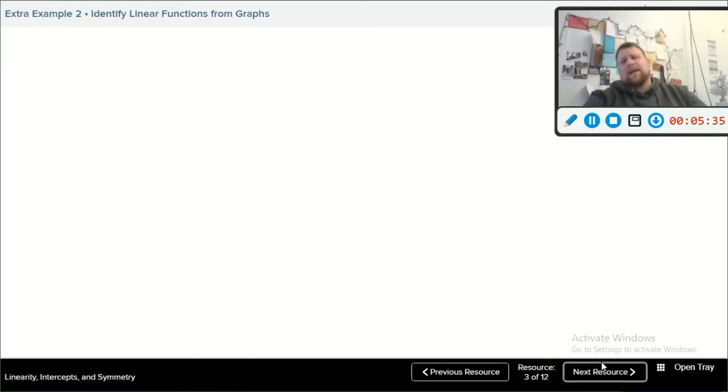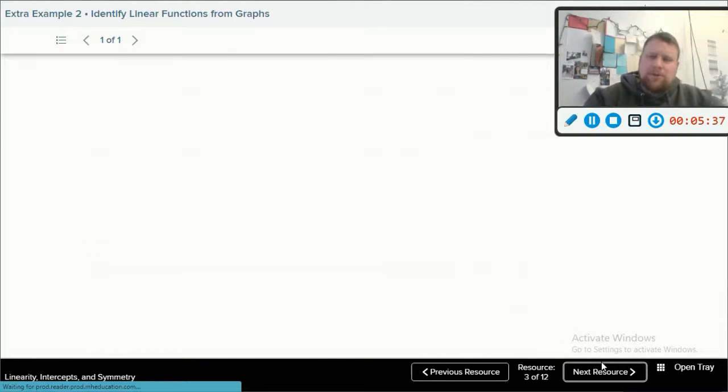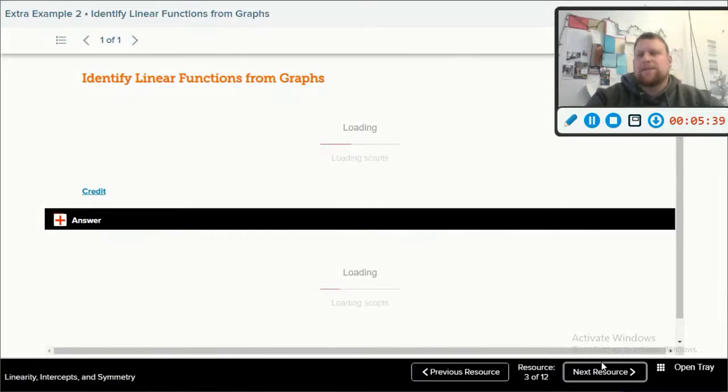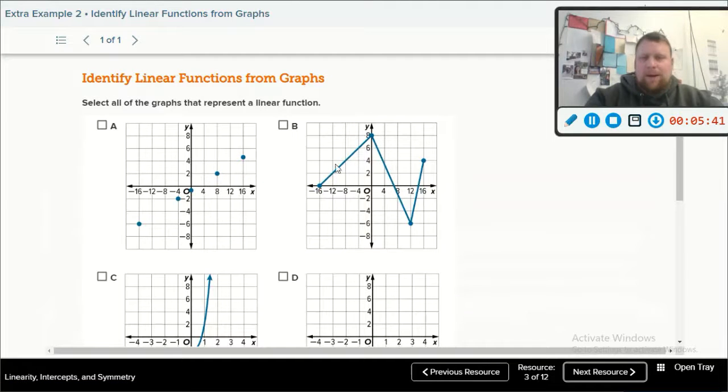Again, pause at any time. I kind of move through this because I'm assuming if you need to pause it for notes, you can. That's the beauty of video. But I'm not just going to sit here and wait for dead air because that is irritating when you don't want to pause. So select all the graphs that represent a linear function.